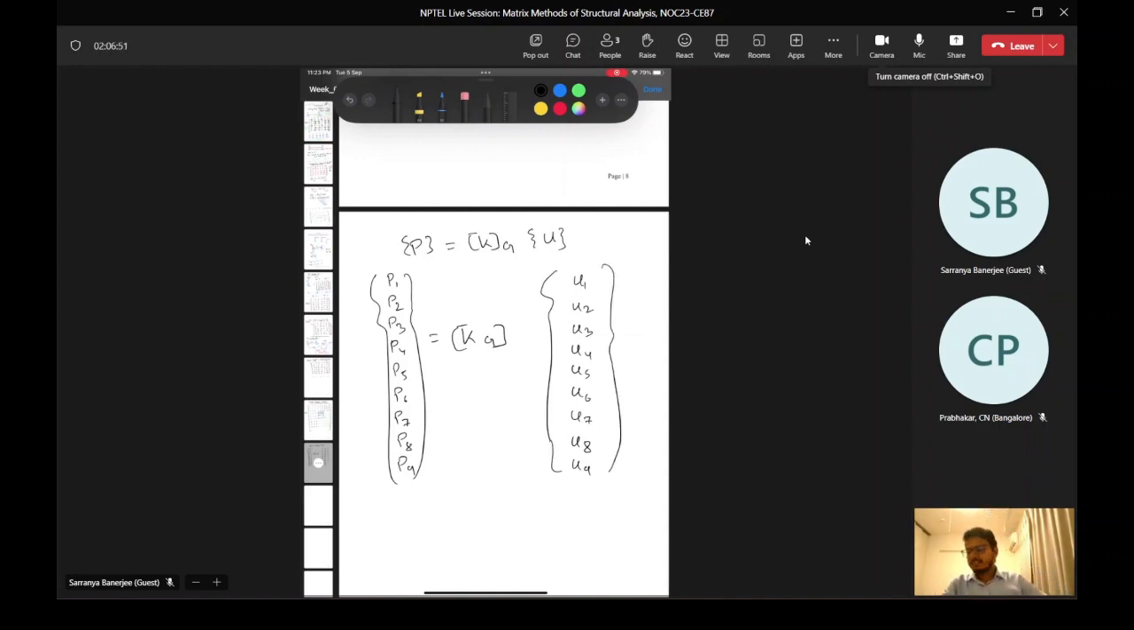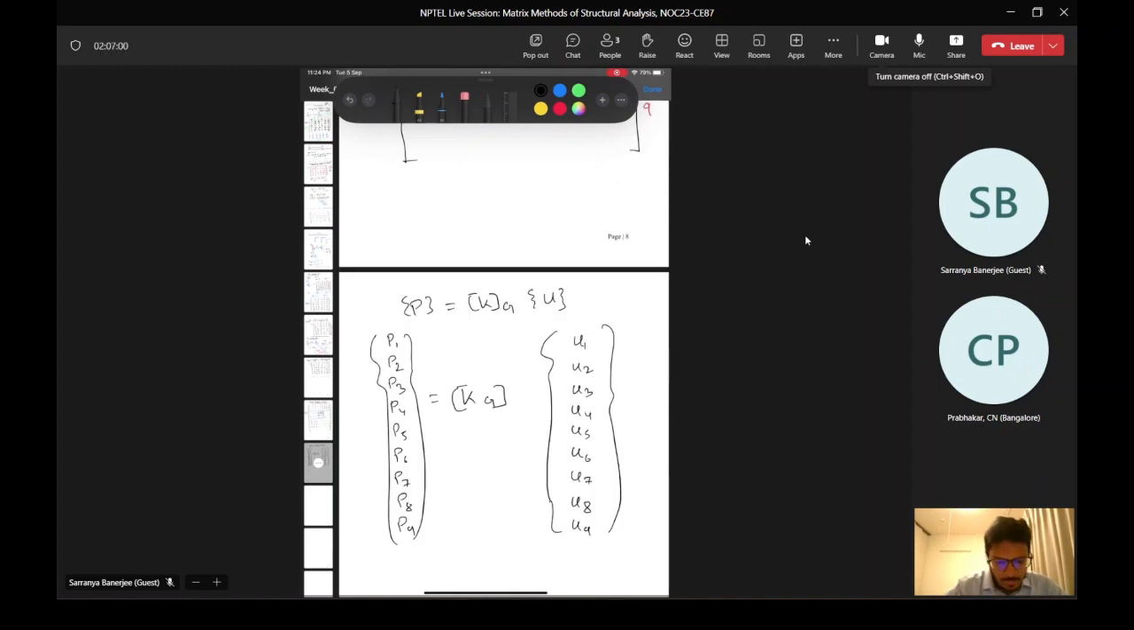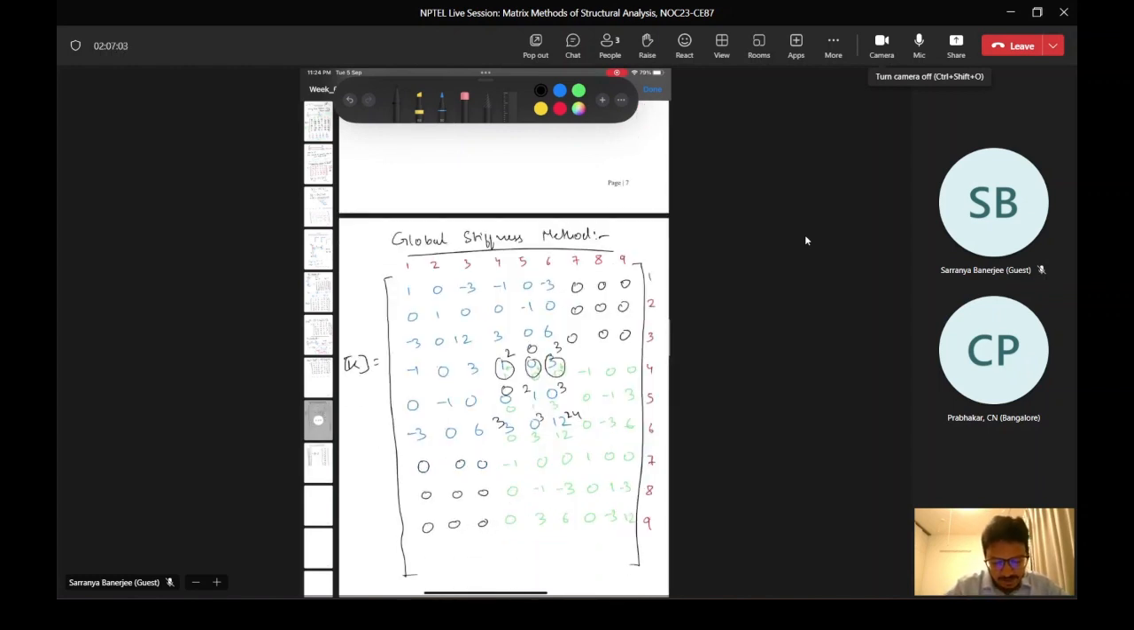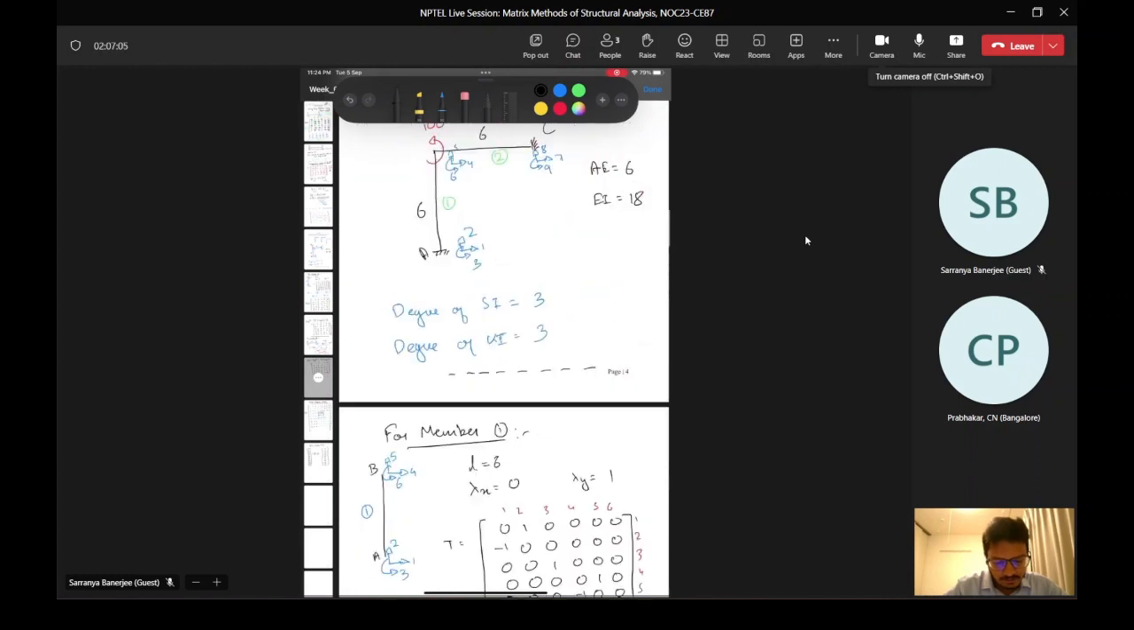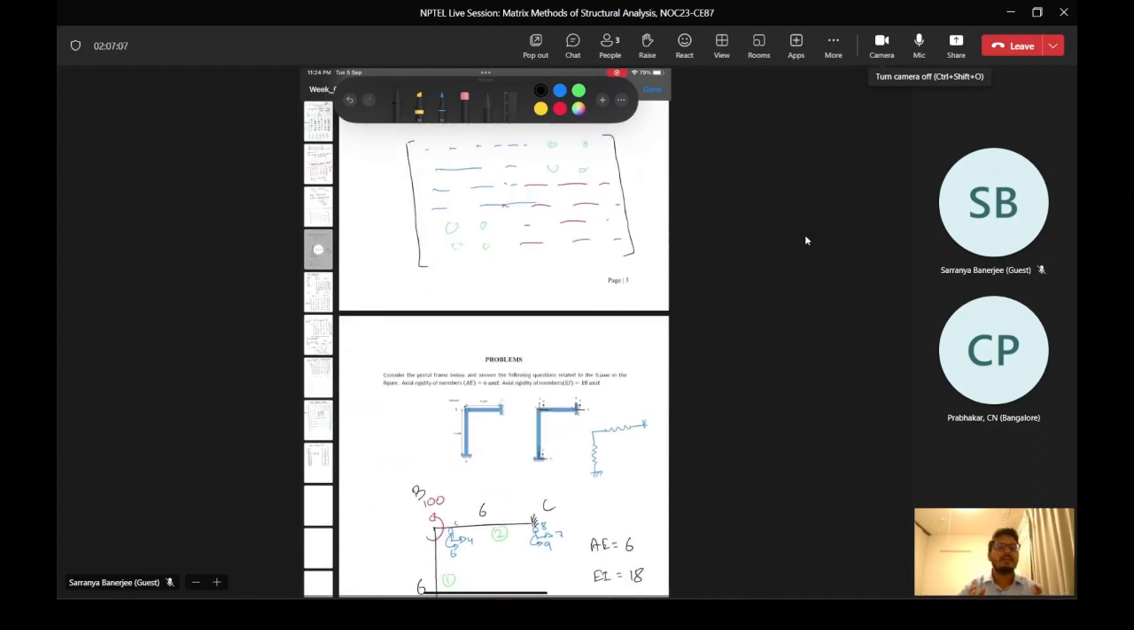Okay, this is our matrix. Now what we need to do is first partition, rearrange our matrices to get that K known-unknown form, P known-unknown, U known-unknown. Our unknown degrees of freedom are 4, 5 and 6.